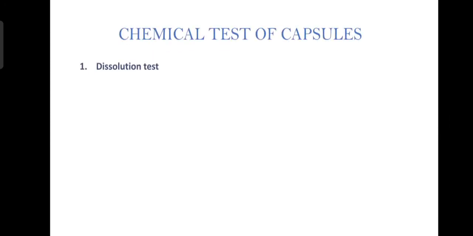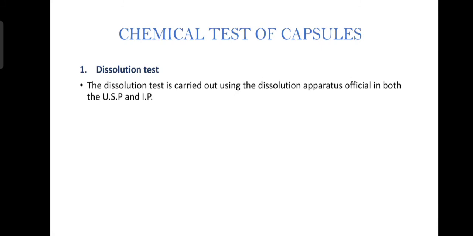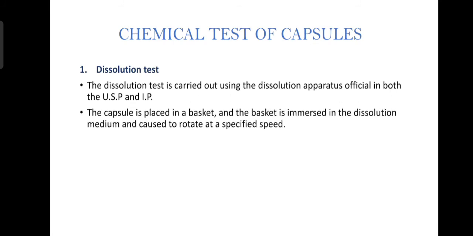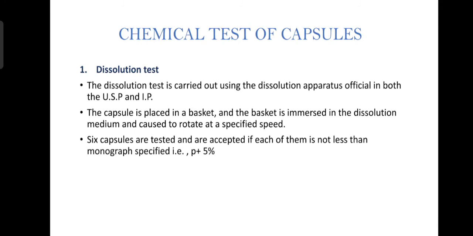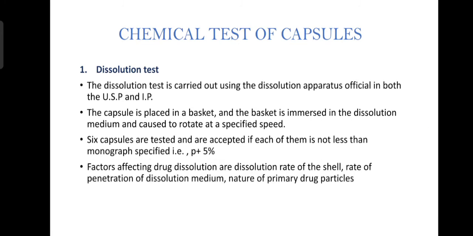Chemical tests for capsules. Dissolution test. The dissolution test is carried out using dissolution apparatus official in both USP and IP. The capsule is placed in a basket and the basket is immersed in a dissolution medium and caused to rotate at a specified speed. Six capsules are tested and are accepted if each of them is not less than the monograph specified, that is Q plus 5%. Factors affecting drug dissolution are the dissolution rate of the shell, the rate of penetration of the dissolution media, and the nature of the primary drug particle.